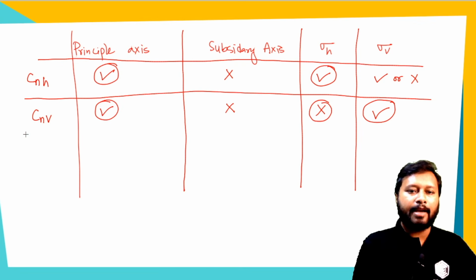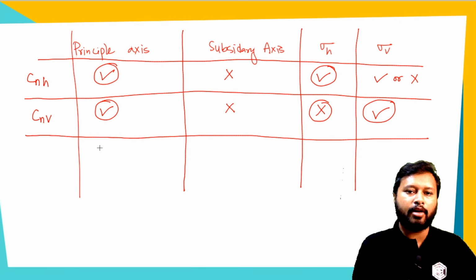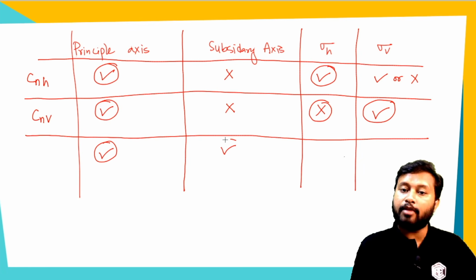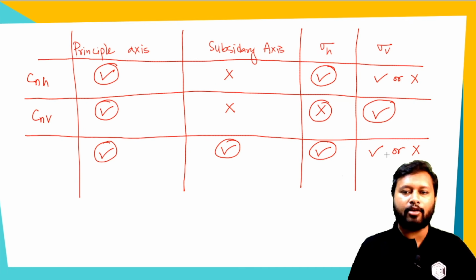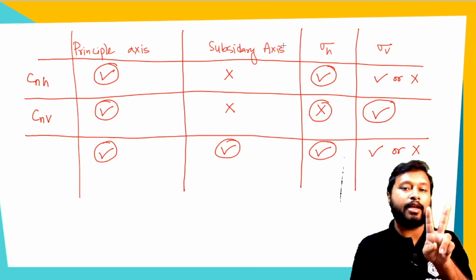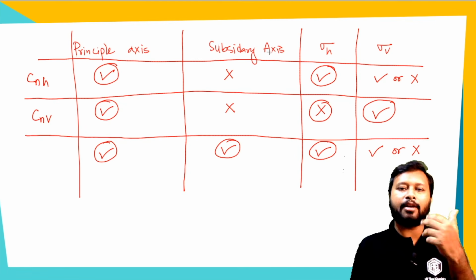The next one: you have to look for a principal axis. Let's say the principal axis is there. We also have a subsidiary axis now, and let's say again I have a sigma h. Now if it is there or not, it doesn't matter. Sigma v is there or not, it doesn't matter. Just these three things are there. That means you have a principal axis, you have a subsidiary axis, and remember that the subsidiary axis won't be just one, there will be more than one subsidiary axis, but fine.